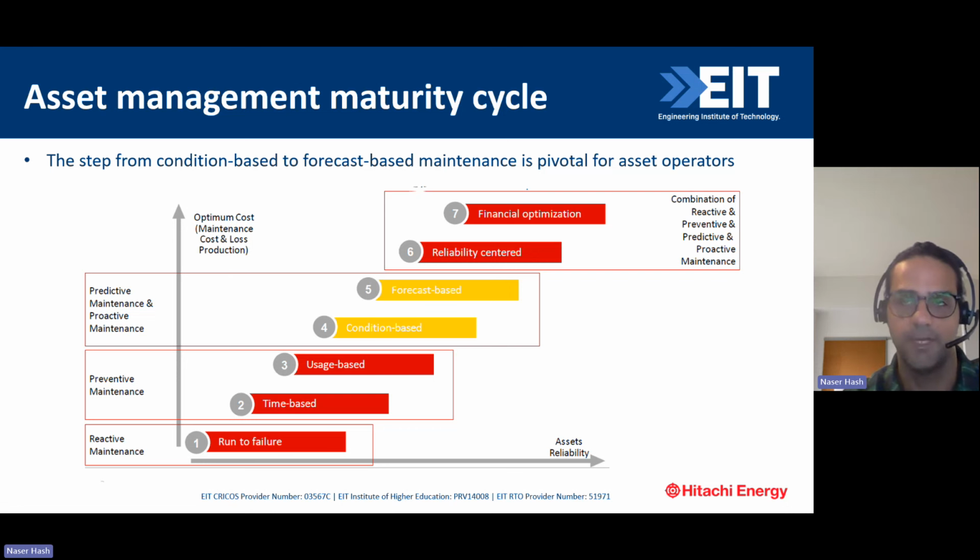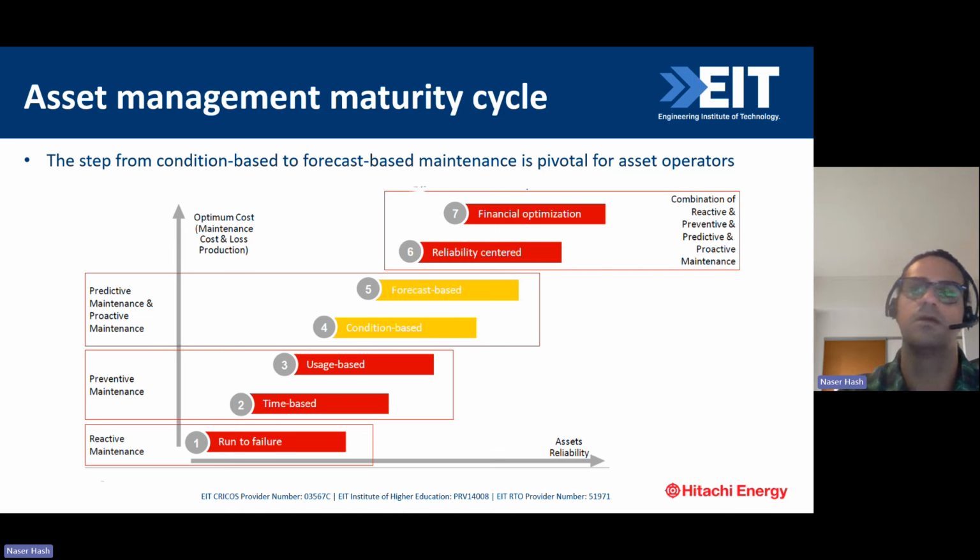So the best approach is moving from time-based or usage-based maintenance to the next level, which is condition-based maintenance and forecasting-based maintenance. It means that we run the equipment and monitor it all the time with real-time monitoring, and then we understand whether we need a shutdown because something is happening with the equipment, or we don't need a shutdown, so we can keep running the equipment.